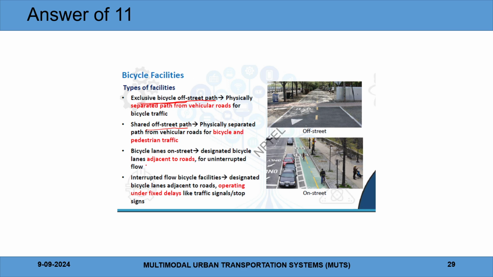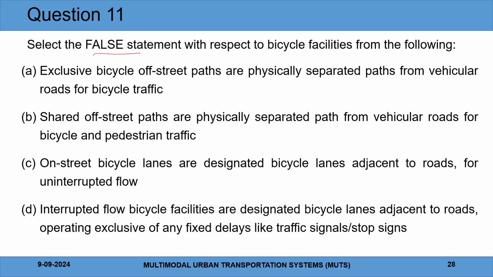And then bicycle lanes on street are designated bicycle lanes adjacent to the roads, like this one, for uninterrupted flow. And last is interrupted flow bicycle facilities. These are designated bicycle lanes adjacent to roads operating under fixed delays, like they have to obey the traffic signals or stop signs and all. So from this slide, option D is the incorrect one.